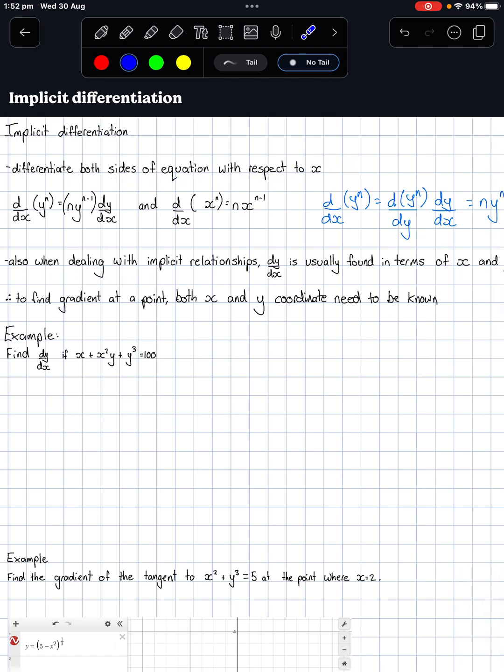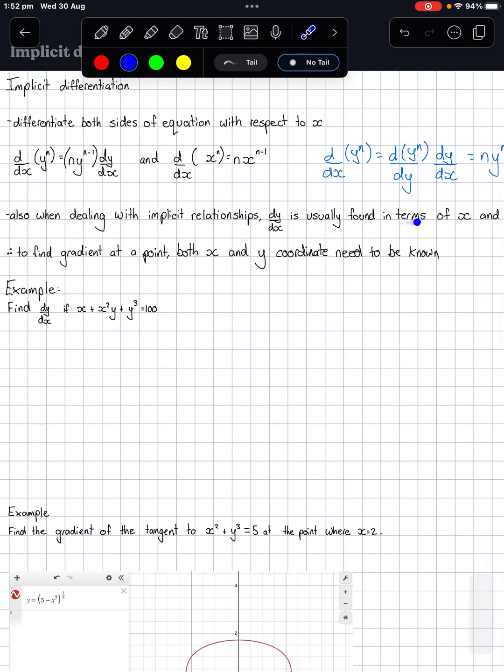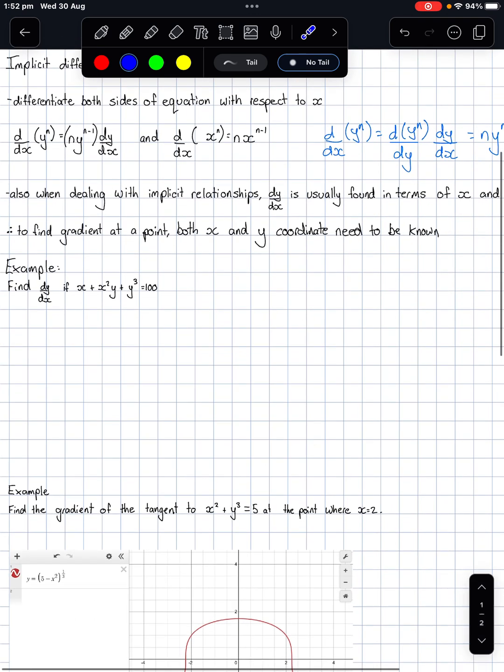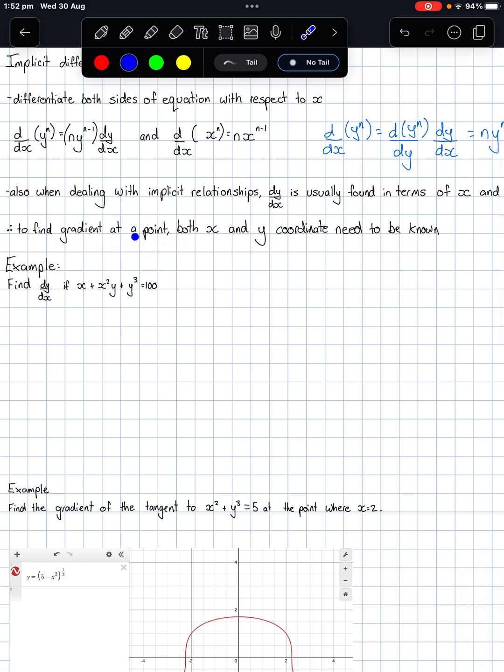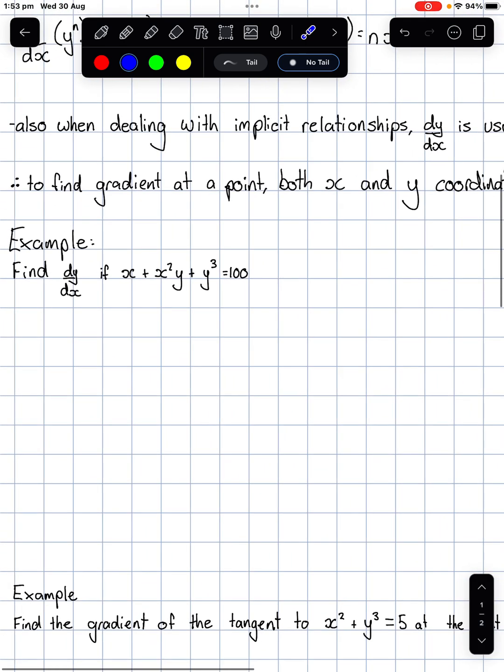Also, when dealing with implicit relationships, dy dx is usually found in terms of x and y. Therefore, to find a gradient at a point, both the x and y coordinates need to be known. So let's just jump straight into this. I've picked a good example because this one allows us to do it. The first thing is we've got to take the derivative with respect to x.